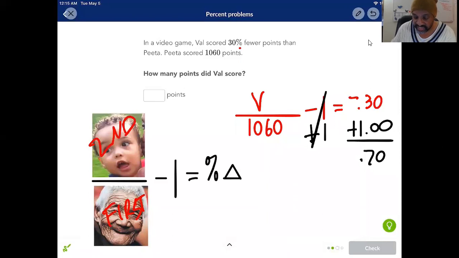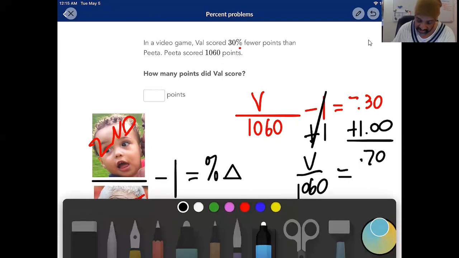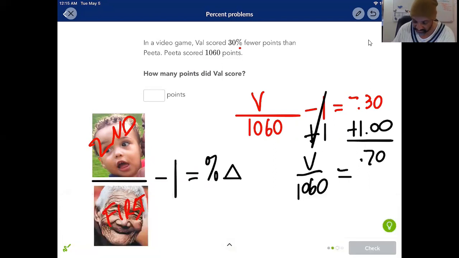On this side, the -1 and the +1 cancel, and what we're going to have left is V divided by 1060 equals 0.7. Now all we have to do is cross multiply. We can put this over 1 just so you see that. So it's going to be 1060 times 0.70. That's going to tell us what V is.